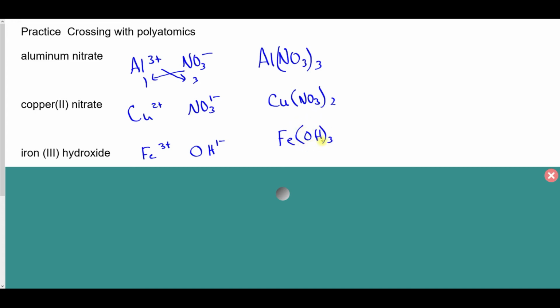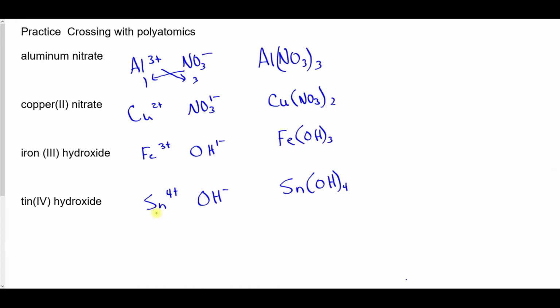Hydroxide seems to be the most difficult one for students to remember that it is a polyatomic and to put it in parentheses. I assume that it's because there aren't any subscripts and it makes it more difficult to remember, so make a note to yourself so that you can remember to do this. And lastly, we had tin 4 and hydroxide, and so we have 4 of the hydroxides to cancel out the charge.